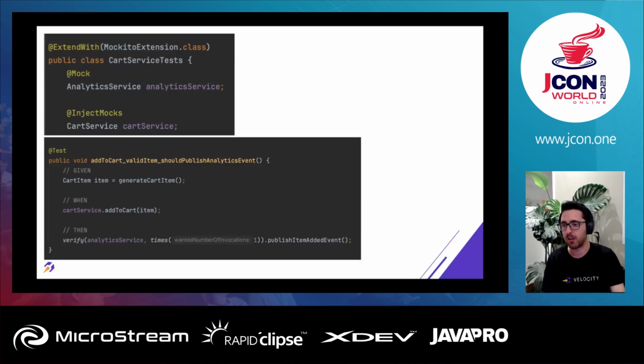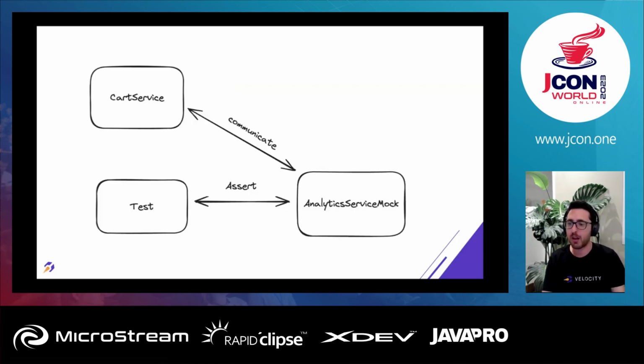So we want to test it in case someone accidentally or not accidentally changes it. If someone removes this method or changes it, we will no longer have the observability of this function that we want. So we want to avoid that and want the test to fail and let us know that this has happened. So again, about the communication, the cart service is communicating with the analytics service mock.